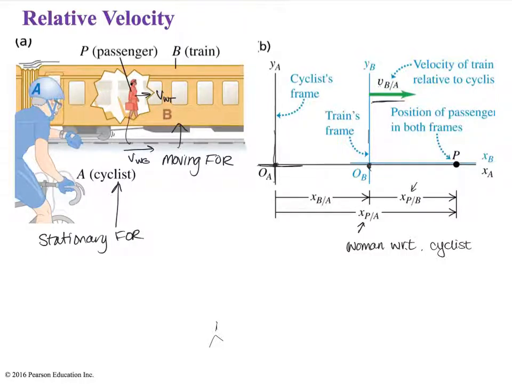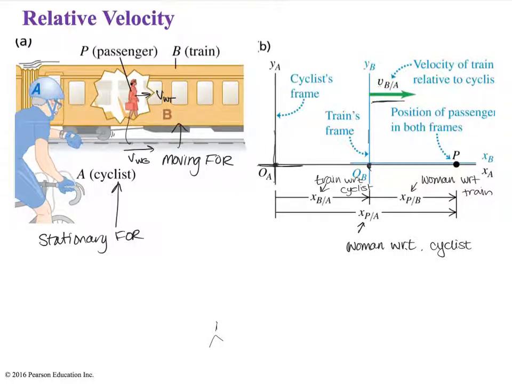This is the speed, this is the position of the woman with respect to the train. And here is the position of the train with respect to the cyclist.